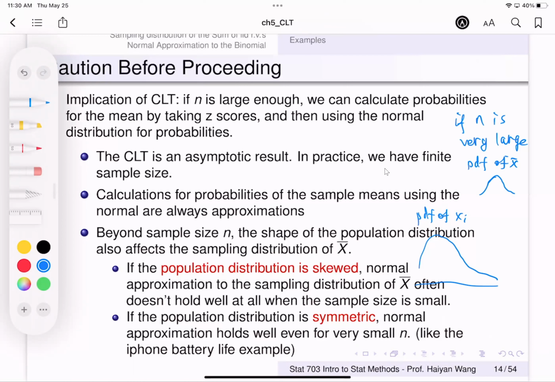But if the population is symmetric, you do not need n to be very large. Like the iPhone battery example: if we consider the population distribution, each battery life is equally likely to be one of the 10 numbers. So that one is uniformly distributed on the 10 numbers. When it's uniform, it's not really skewed. So the average from those uniform numbers will be pretty symmetric very quickly, even for small n.